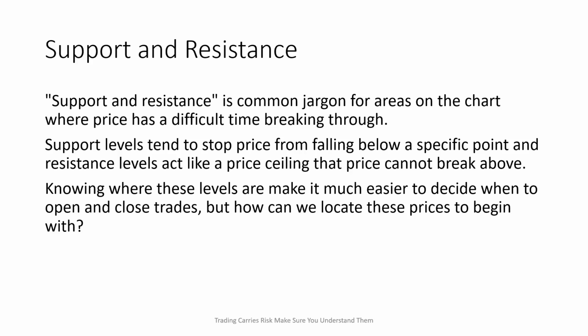During the evening, when the restaurant's busier than at lunchtime, there's a higher probability it's going to go up to that restaurant level. So knowing where these levels are makes it much easier to decide when to open and close trades. But how can we locate these prices to begin with?